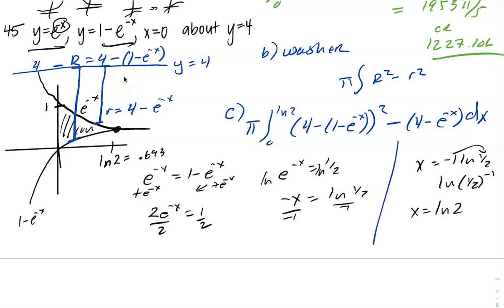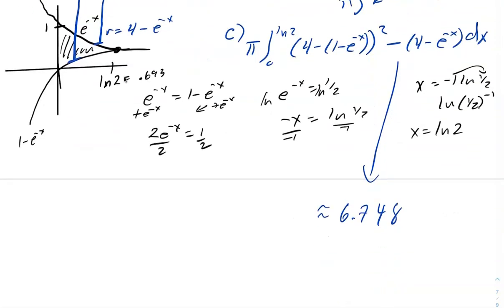So that's your equation. You plug into your calculator, you get 6.748 roughly. Or if you want the exact answer, you would get 7 pi times 1 minus natural log of 2. So there you go. That's the homework.